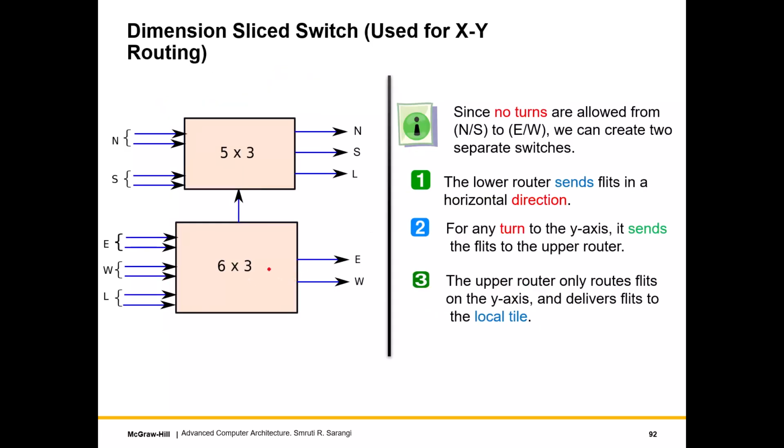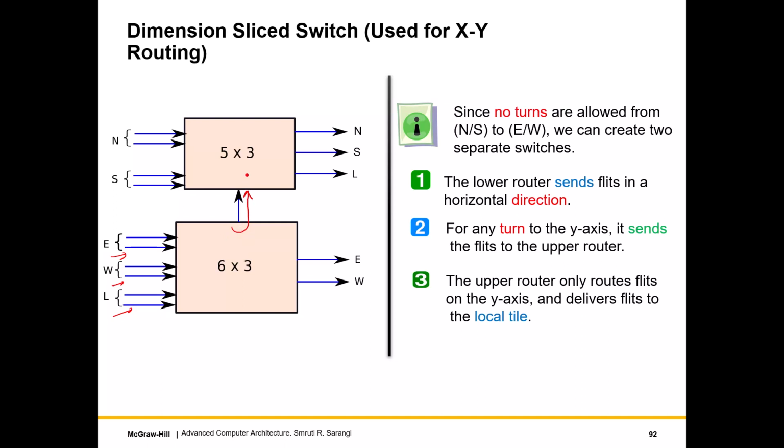So now let's look at a special kind of switch called a dimension sliced switch. This is used for XY routing. If you take a look at this, the switch at the bottom, the inputs are east, west and local. And given the fact that it's XY routing, if you're coming from the east or west, you would still go along the Y axis. So that's the reason there is one connection for all the messages that want to go along the Y axis.